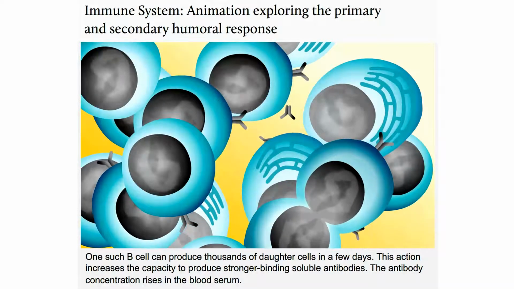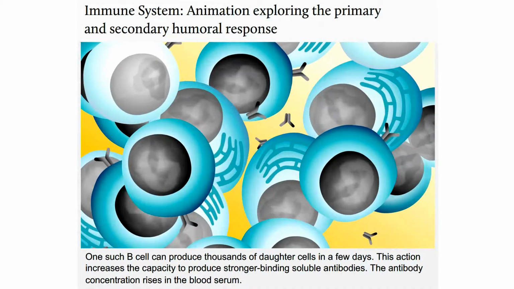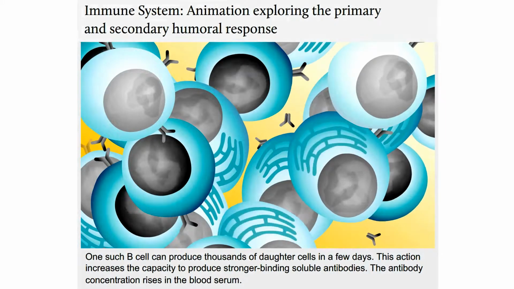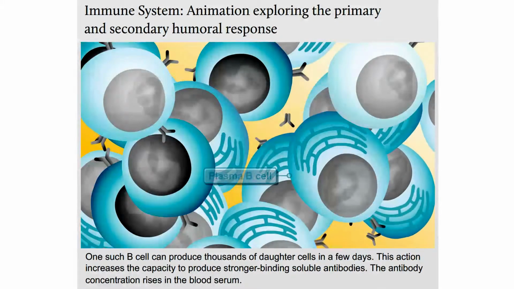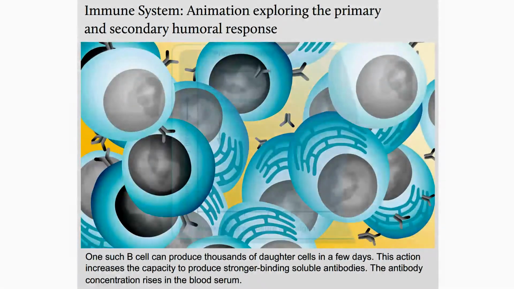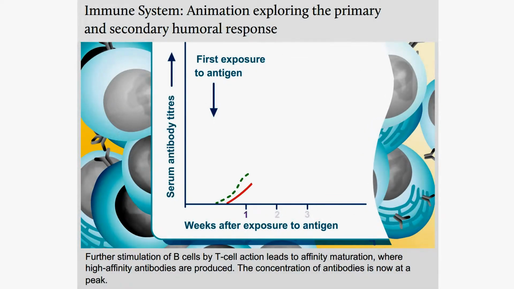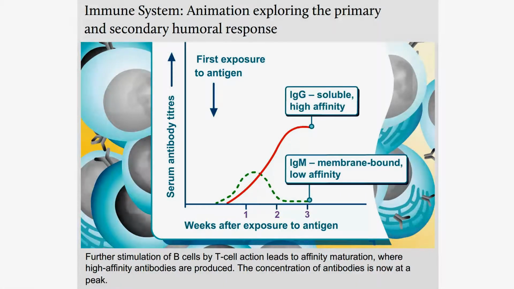This action increases the capacity to produce stronger binding, soluble antibodies. The antibody concentration rises in the blood serum. Further stimulation of B cells by T cell action leads to affinity maturation, where high-affinity antibodies are produced. The concentration of antibodies is now at a peak.